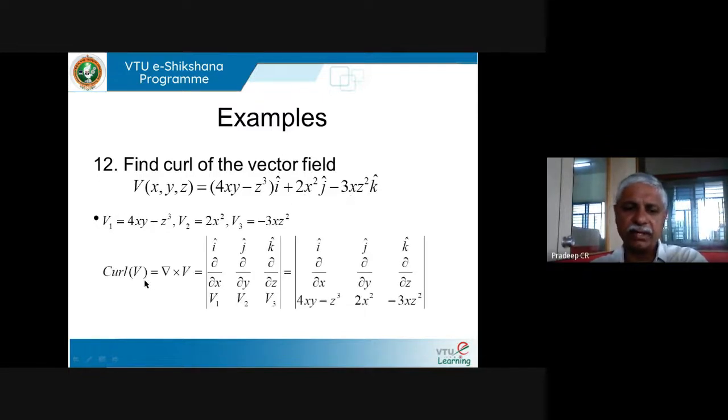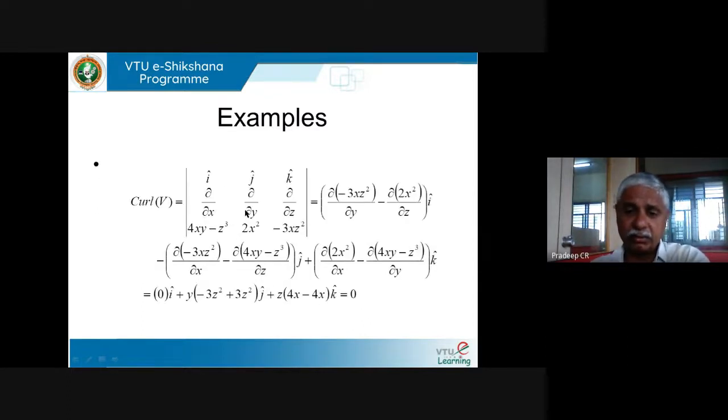Now if I want to find curl, do this. I know the definition. i, j, k: evaluate this determinant with i, j, k as the first row, coefficients of nabla as the second row, del by del x, del by del y, del by del z, and coefficients of V in the third row, V1, V2, V3. So I found V1, V2, V3, substitute it here. I hope I have done it correctly. I will not waste time here now on doing this.